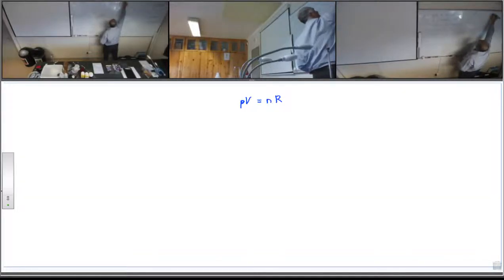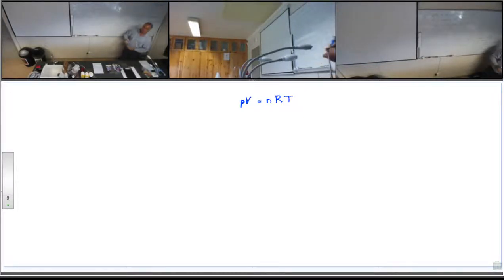Right, we're going to use the general gas equation, PV equals nRT. Is there anyone who didn't write it that way? Is there anyone who wrote it like this? PV equals nRT. Hands up. You've got it wrong, you've lost all your marks. Probably 7 marks down the drain.